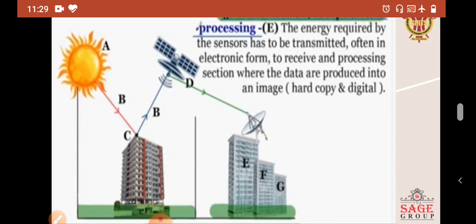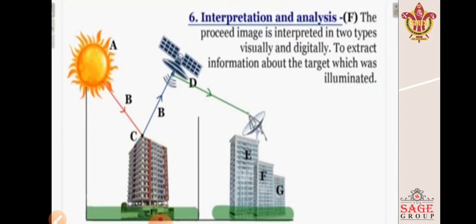Now next step, interpretation and analysis. The processed image is interpreted in two ways, visually and digitally, to extract information about the target which was illuminated. Now we will discuss the portion F, that is analysis. Portion E gives the data in the form of an image. This portion F analyzes the data and extracts the information.